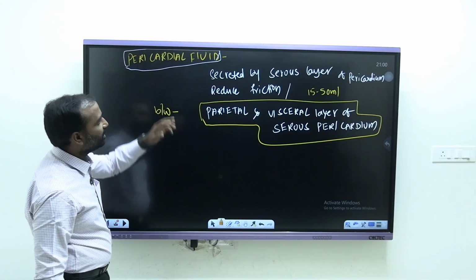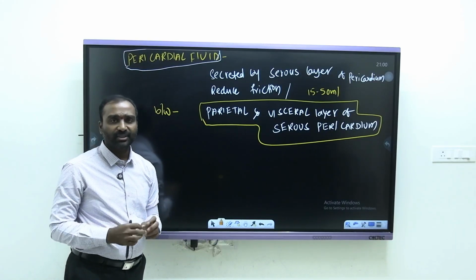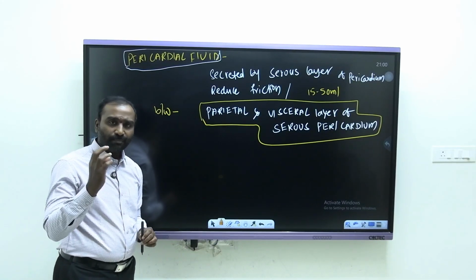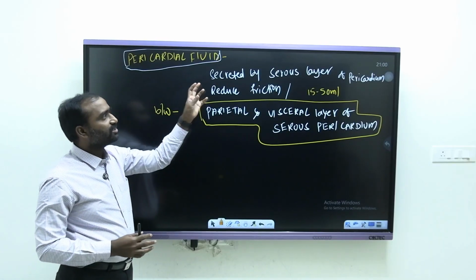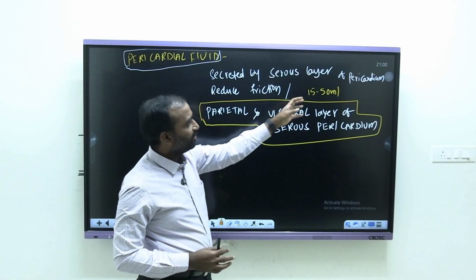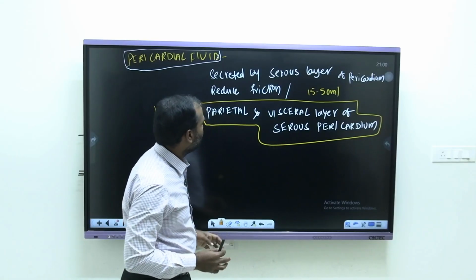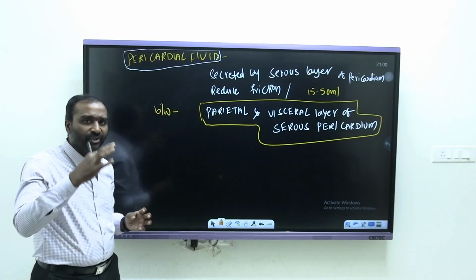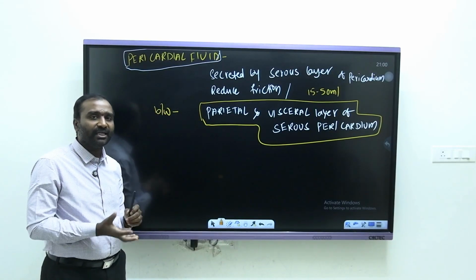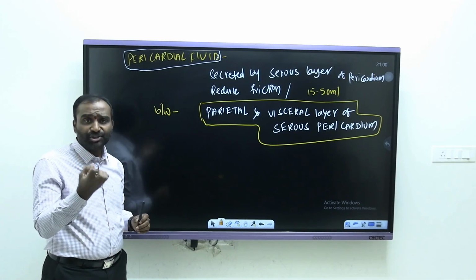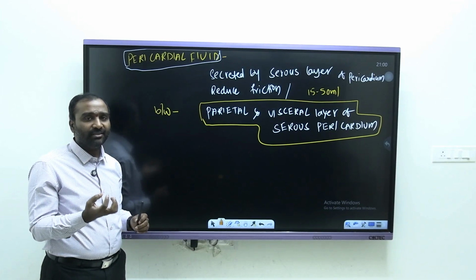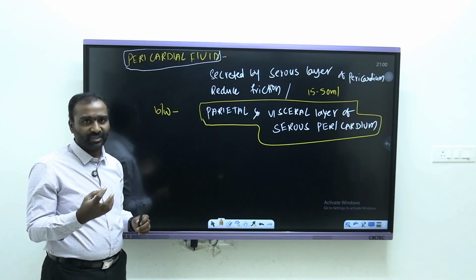Next, pericardial fluid. What is the source of the pericardial fluid? Pericardial fluid is secreted by a layer of the pericardium, and its function is especially to reduce friction, because the heart is always functioning, with contraction and relaxation. Okay.